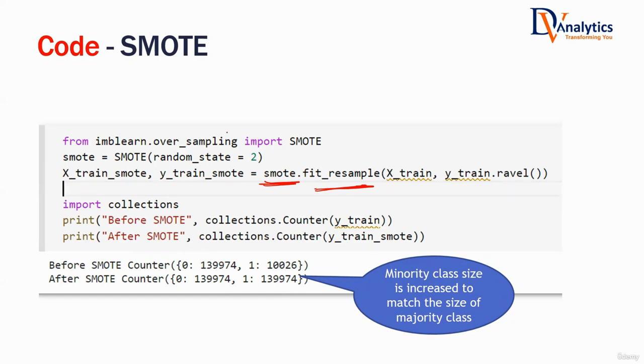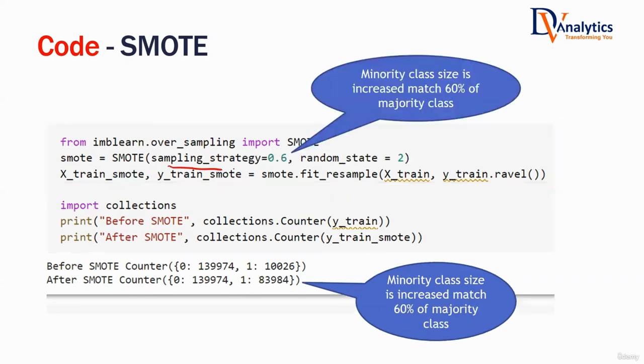So what you can do is, right now in SMOTE, we did not mention anything. We just mentioned random state to generate the same sample again. We can give one more parameter called sampling strategy. If you give 60%, what it will do is it will simply take the original class and make this 60% of this. Okay. Original class has 1,39,000 records. 60% of it is what we are keeping.